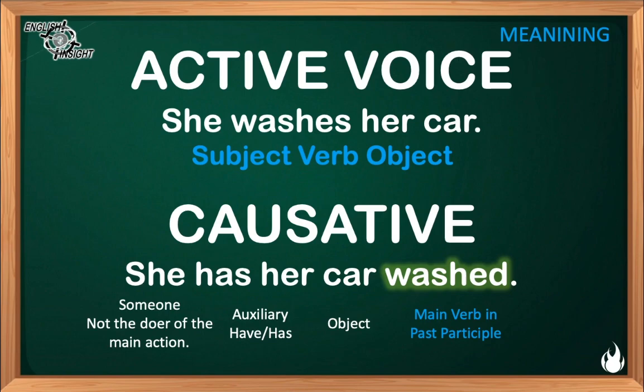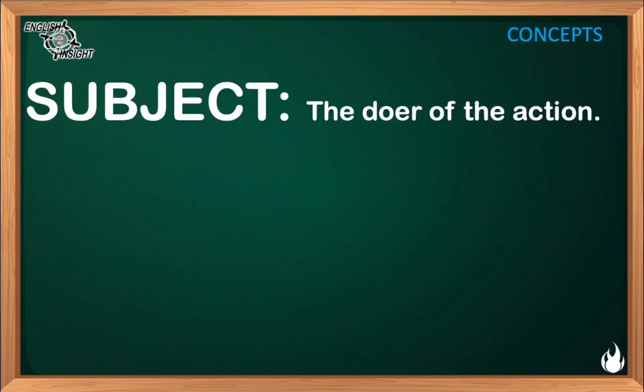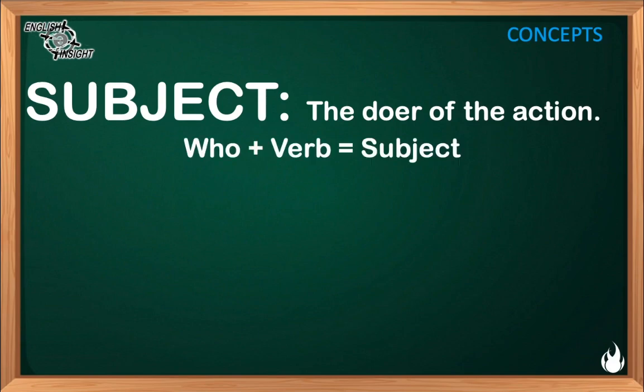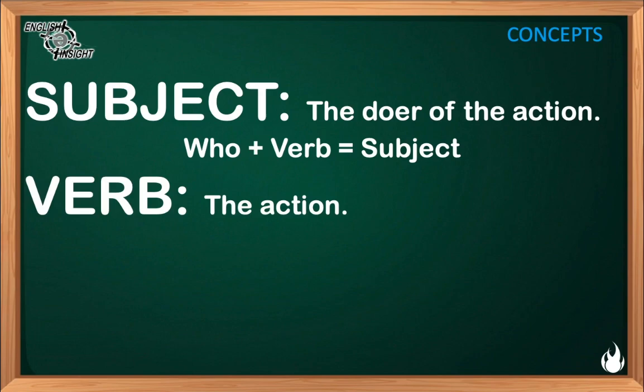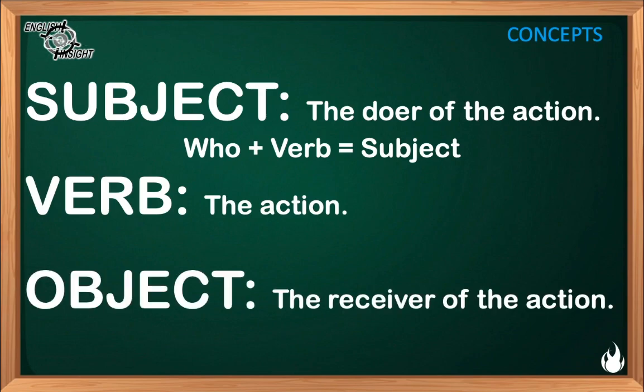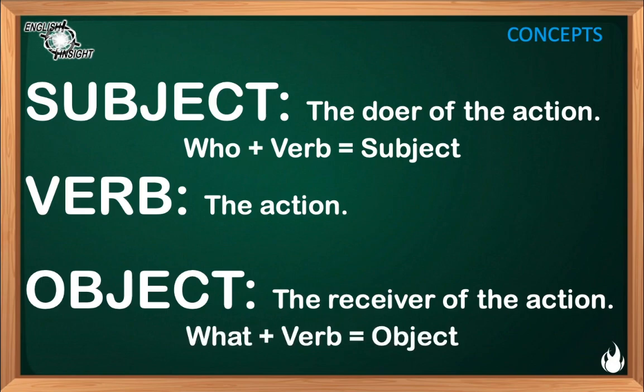It's important to understand and differentiate the elements of those sentences. A subject is the doer of an action, and we identify it within a sentence following the next formula: who plus the verb equals the subject. The verb, in this case, happens to be the action. The object is the receiver of the action, or the one that is affected by the action, and we find it within a sentence following the next question: what plus verb equals the object.